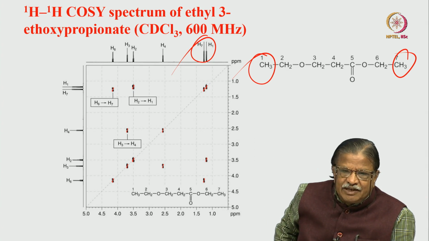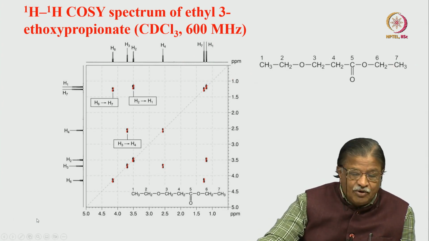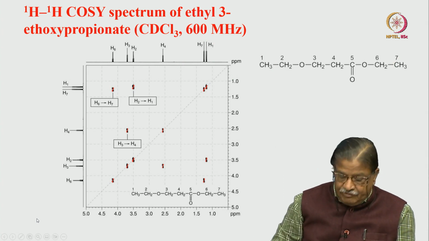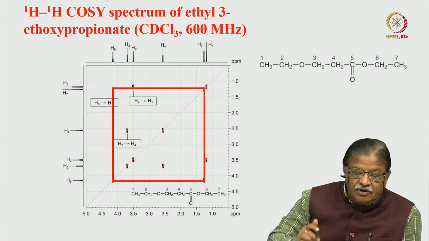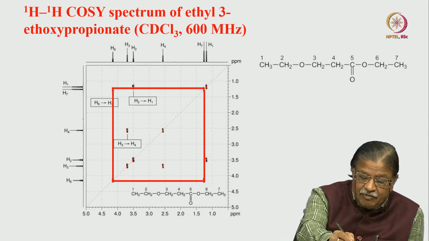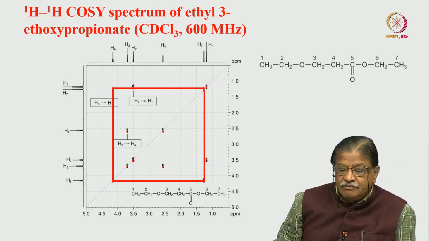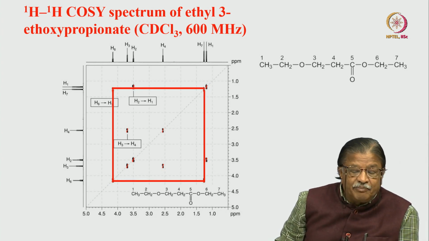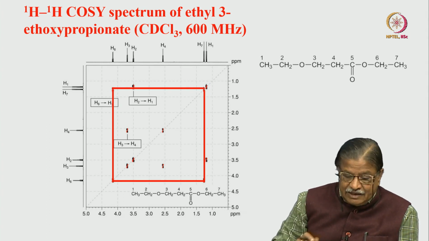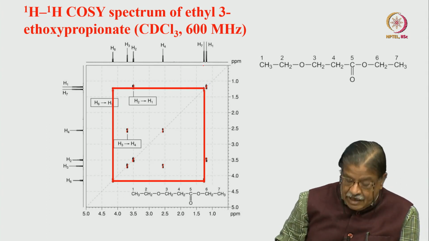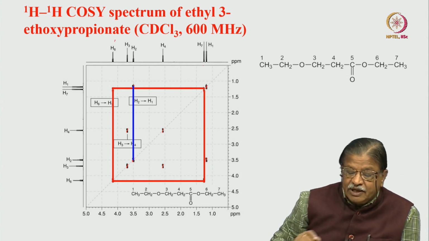So, we will start with one of the triplets and then start making the assignment. Now, you know how to go. First sit on the diagonal with one of the peaks and then complete a square like this. So, this CH3, you come down horizontally, vertically, go horizontally and complete the square, and there is no other coupling, no other cross peak between these two. That means this and this are coupled partners. If this is proton 7, this is proton 6.